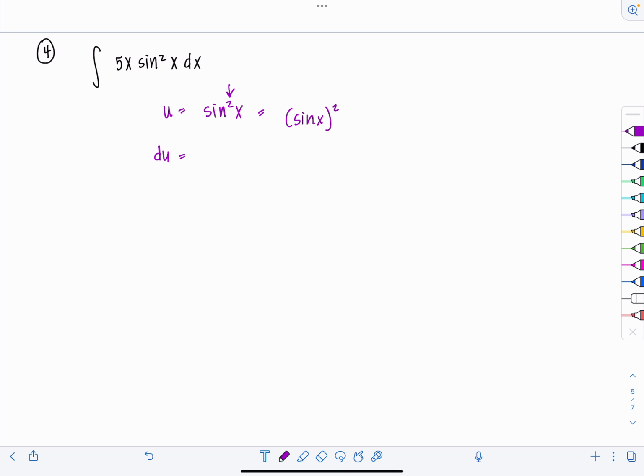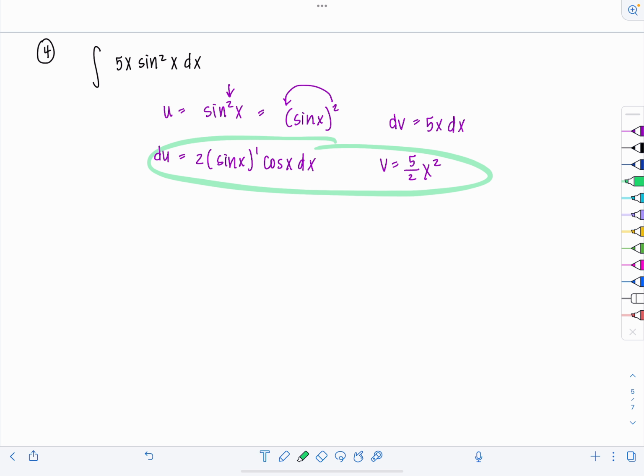Because remember, there's this thing called the chain rule. So you have 2 sine of x to the first times cosine x dx. That already looks nasty, right? Because then if u was sine squared x, dv would have to be 5x dx. Don't write this down. This is me showing you why this setup is no good. And then v would be 5/2 x squared. And then now this is what you're integrating, and you've just made life a lot worse than what it was.